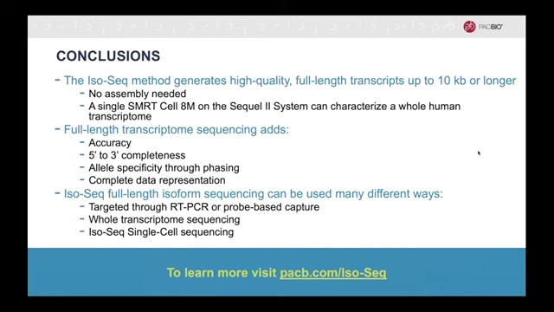Iso-Seq full-length transcript sequencing can be used in many different ways. You can use it in a targeted fashion, either by applying reverse transcriptase PCR, or as I showed earlier, probe-based enrichments. Or alternatively, you could also choose to look at the whole transcriptome, which you can now do in a 1.8M SMRT Cell. Or you could even choose to drill down one level further and do the whole transcriptome on a single cell level. And this would then add more biology to your conclusions.